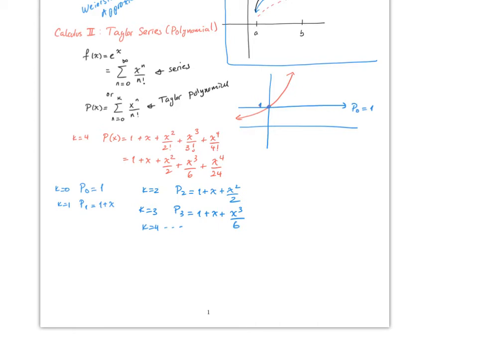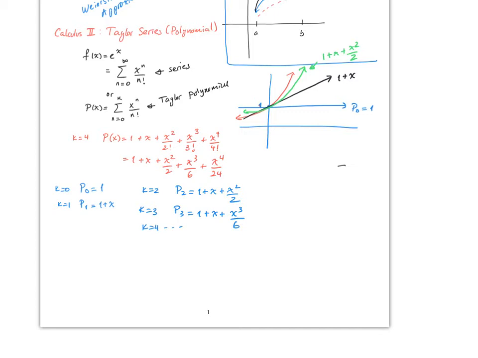Now, if we use p1, then p1 will be a straight line that looks like this, and you can see that this is still close to here, but now this one is definitely better than this one, approximating this value, and so forth. The more you add, the better it should be. So P2 will look something like this. So this will be 1 plus x squared over 2.